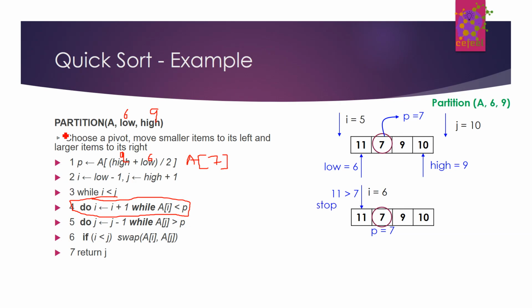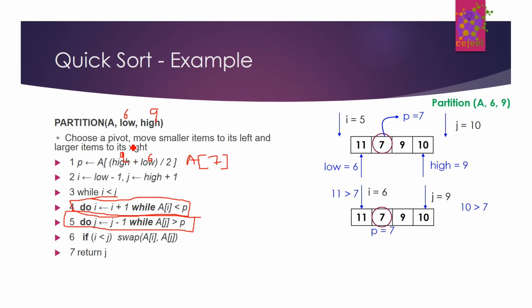In fact, it should have been to the right side of 7. So we'll stop here, and then we will come to step 5 here where J will now be decremented by 1. J was 10 earlier, so J now becomes 10, and we'll compare 10 with 7. Notice 10 is greater than 7, we are good here, 10 should be at the right side of the 7.